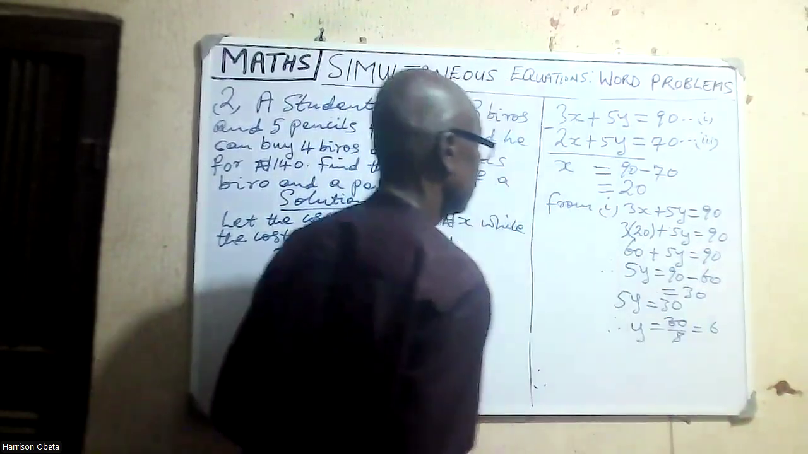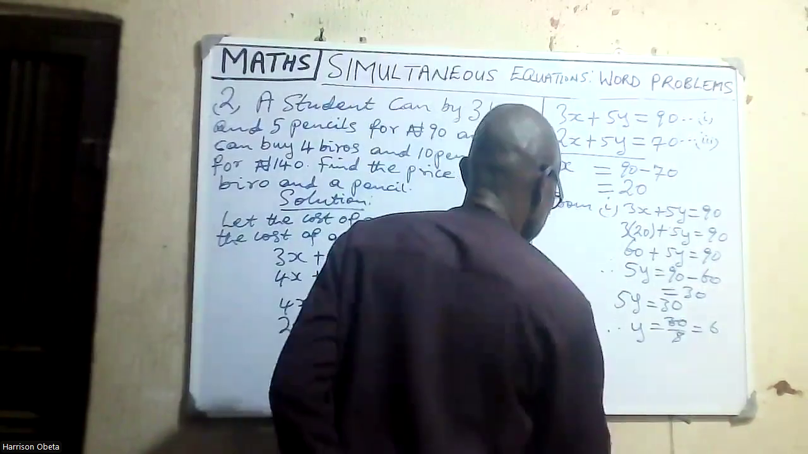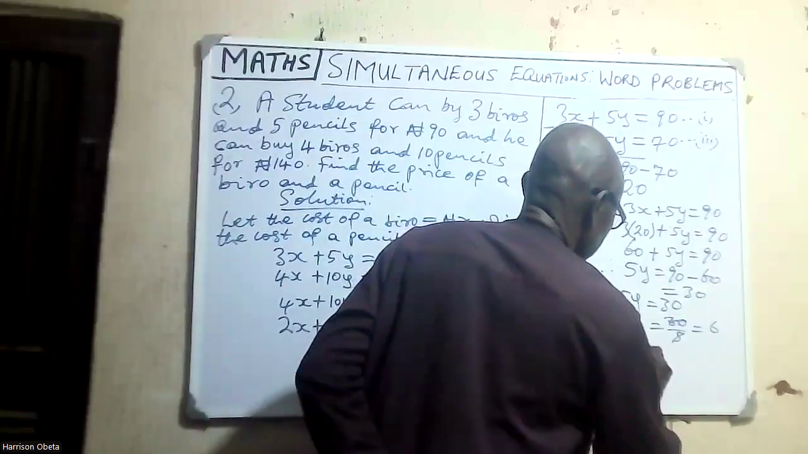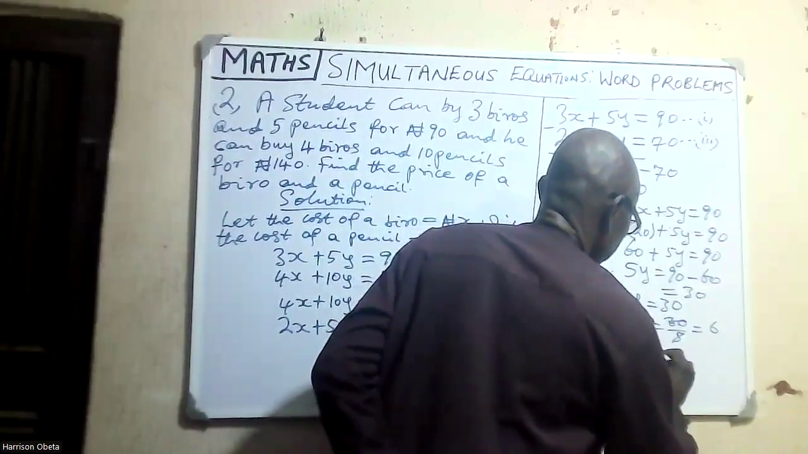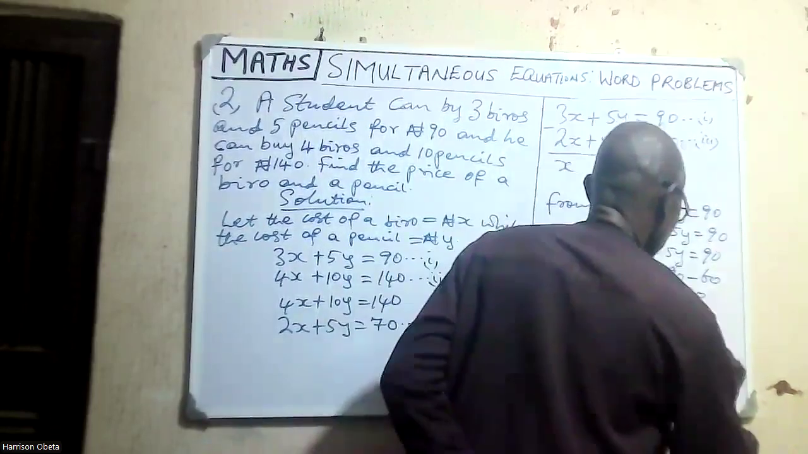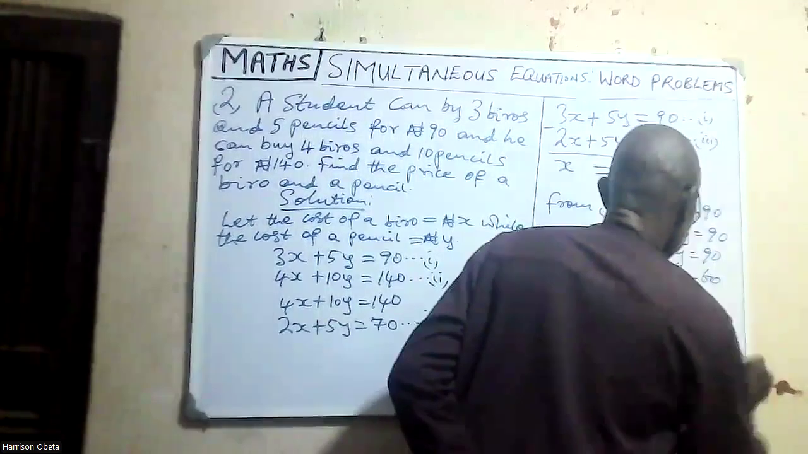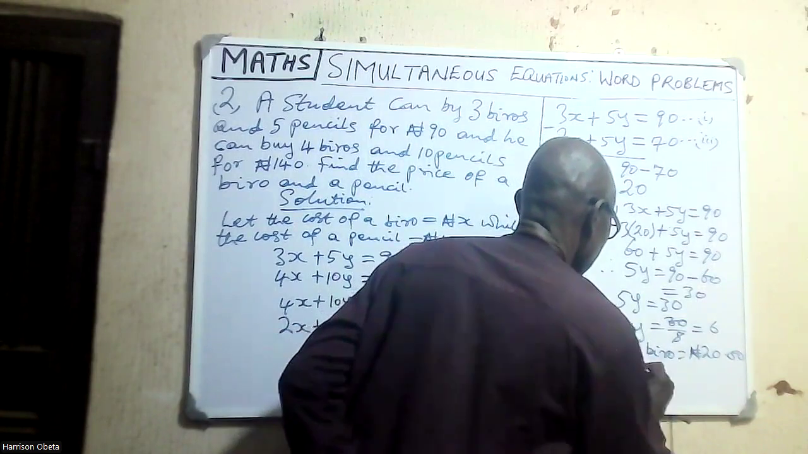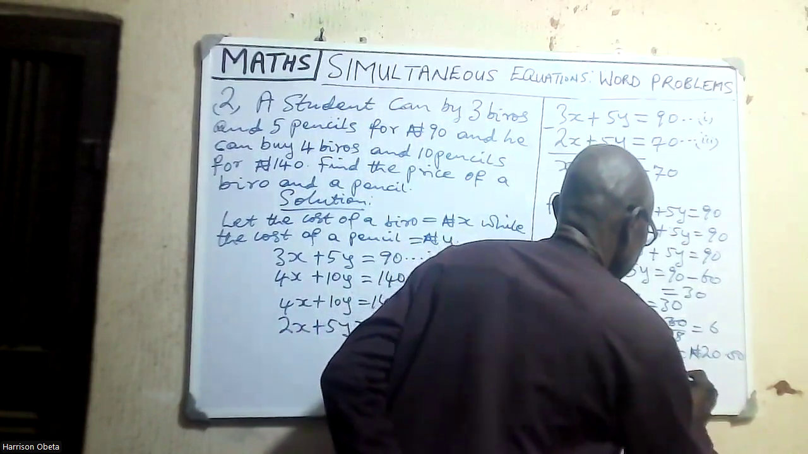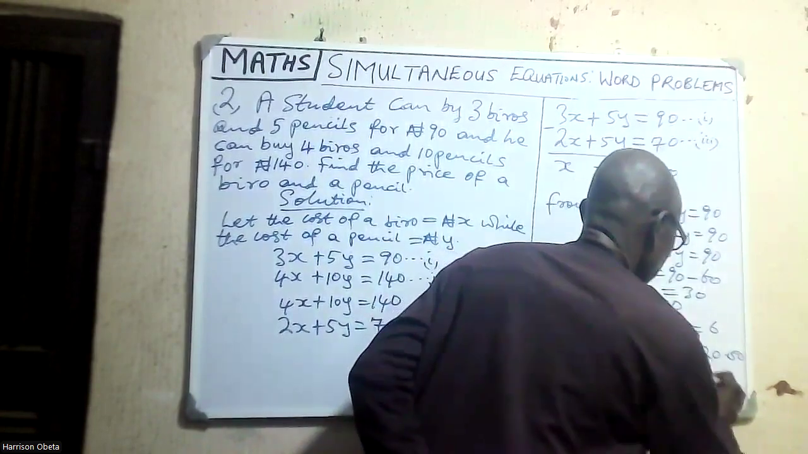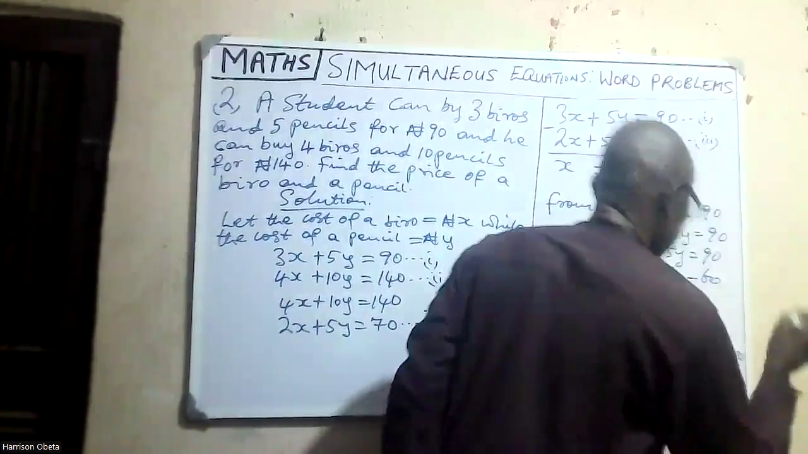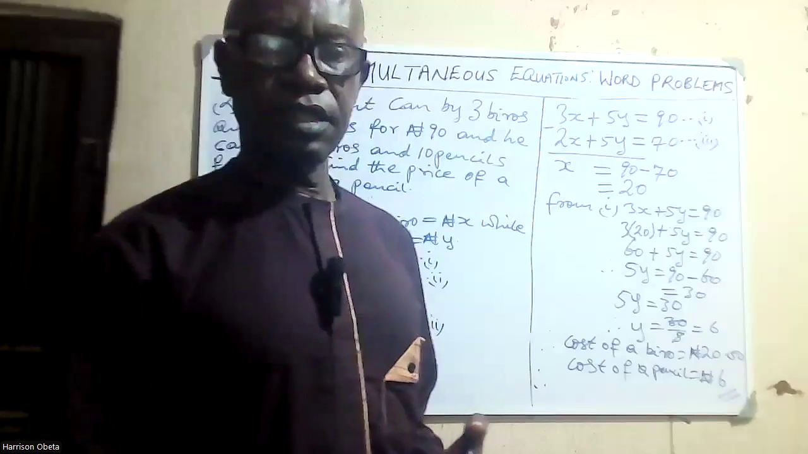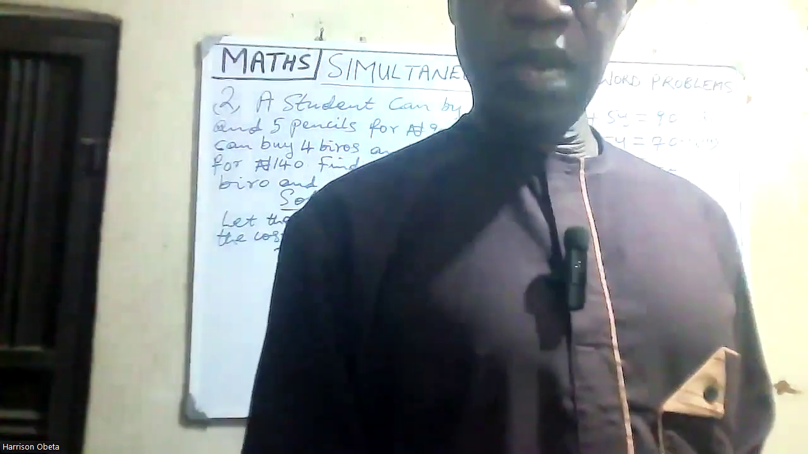is 6. So it means that, therefore, the cost of a biro is equal to 20 naira, while the cost of a pencil is equal to 6 naira. So that means a biro costs 20 naira and a pencil costs 6 naira. And that is the end of number 2.